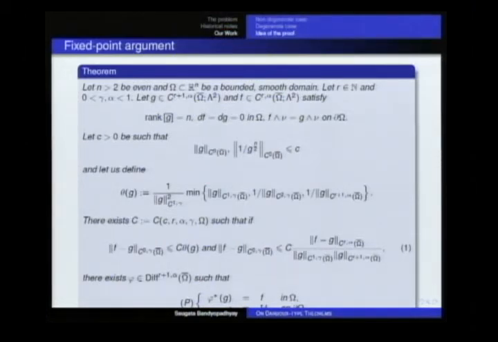Once we have this theorem, we use the approximation scheme that solves the pullback equation for us.